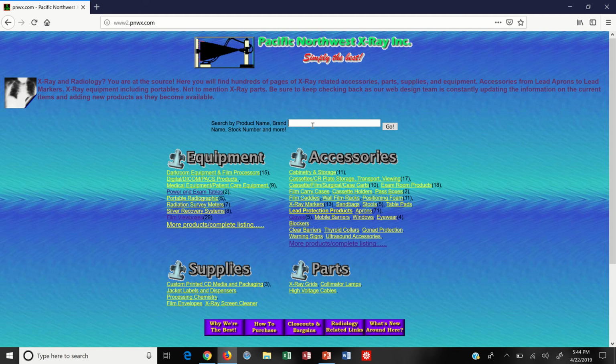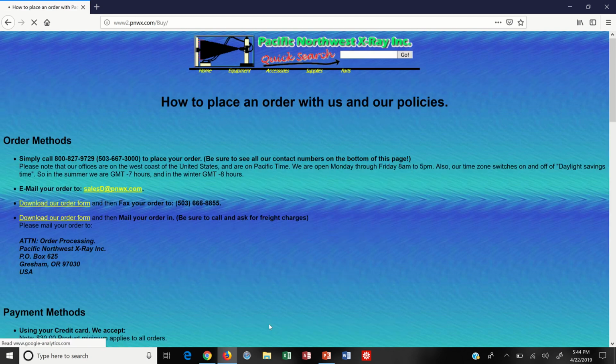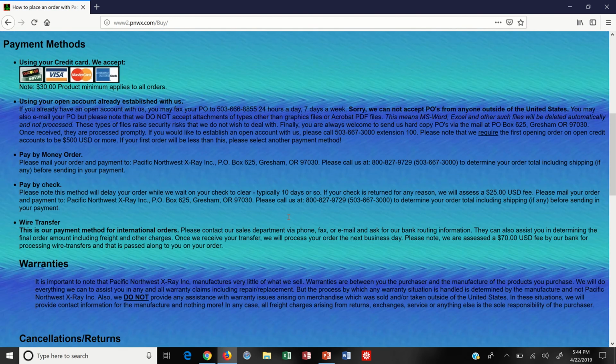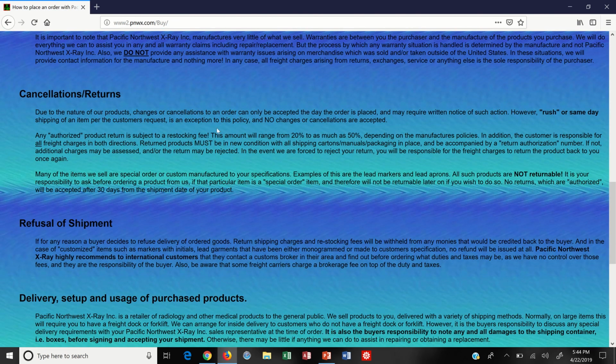And to figure out how to return a product and cancel an order, you simply scroll to the bottom of the How to Purchase page and read the section on canceling and returning items.